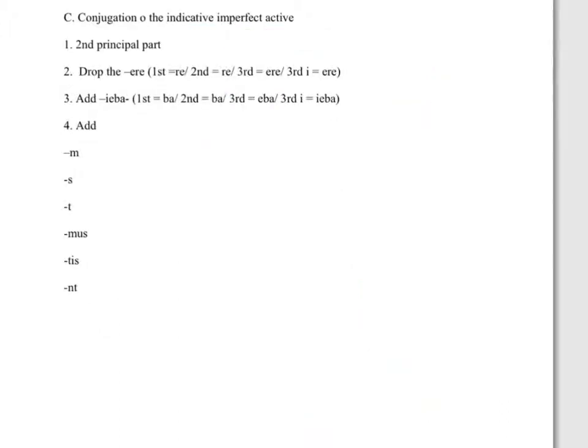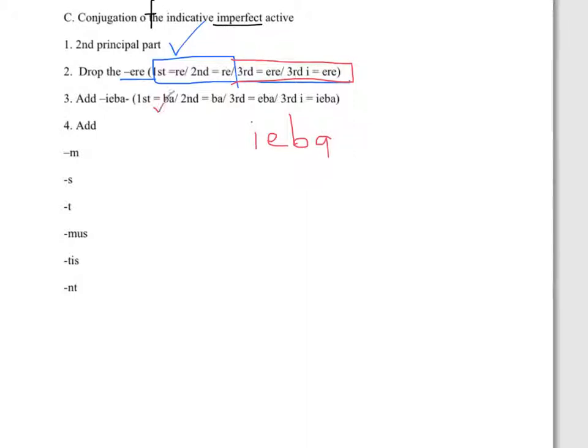Here we go, I'm on a roll with the typos, conjugation of the indicative imperfect active. Again, like all imperfects in this class so far, first, second, third, or third I conjugation, you start with the second principal part. You drop the ERE because it's a third I. If it's a first or second conjugation, you drop the RE. If it's a third or third I, you drop the ERE. And then you add BA. For the first conjugation, it's just BA. For the second conjugation, it's just BA. When you get into the third conjugation, it's EBA.